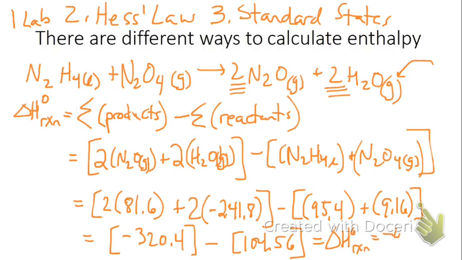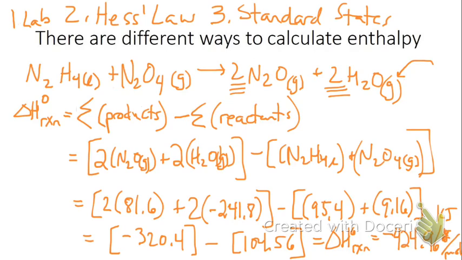When we do that, we can then calculate delta H naught of the reaction as being negative 424.96 kilojoules per mole. And so that's the standard states.